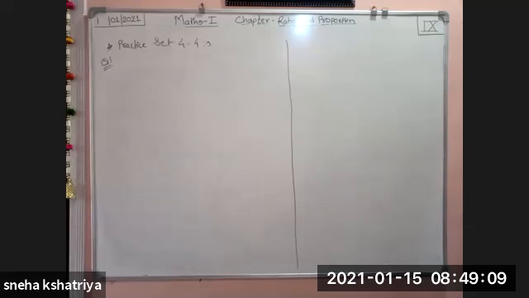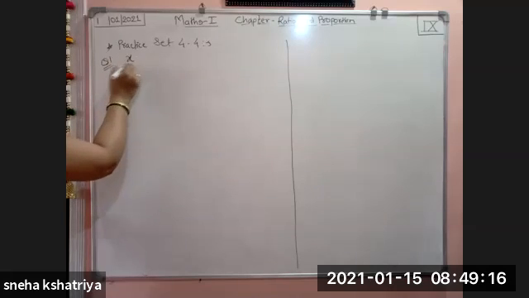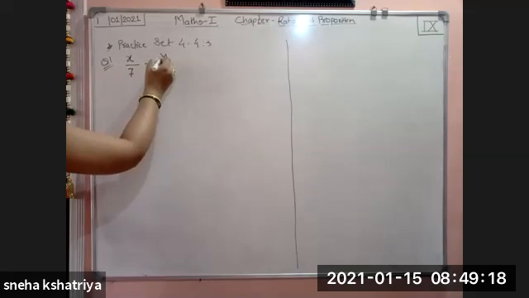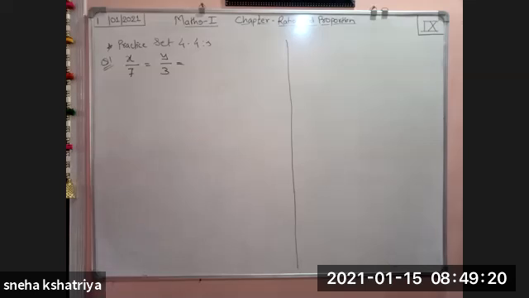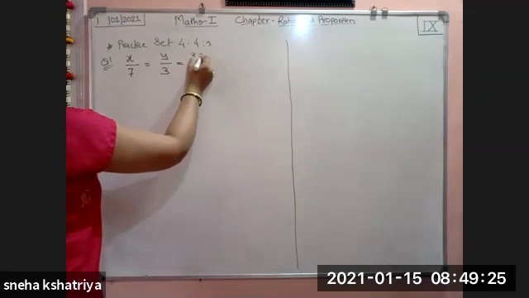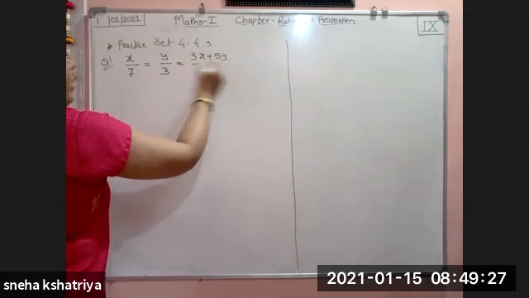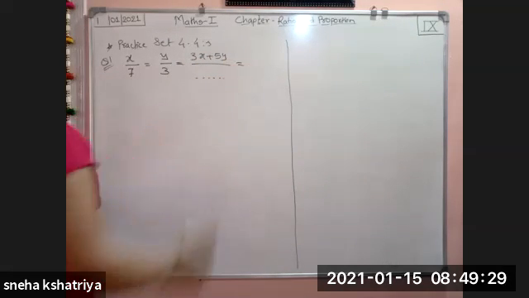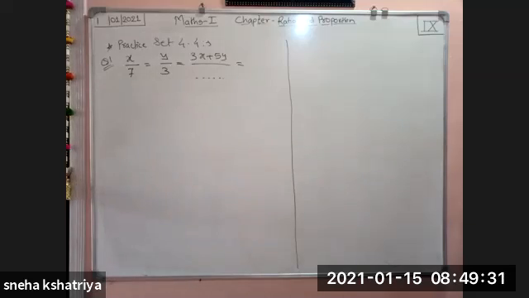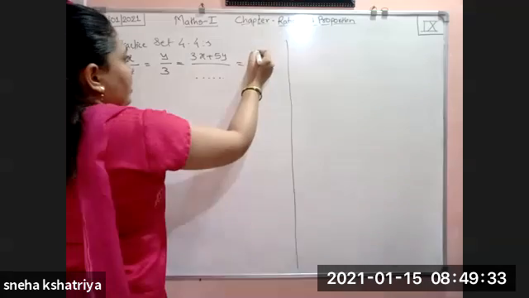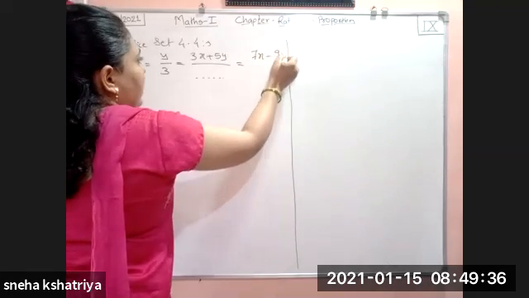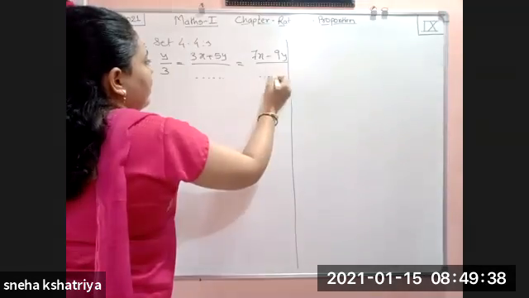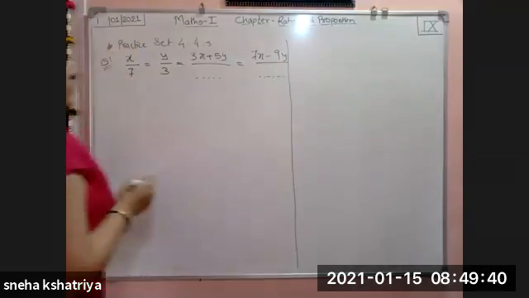Now we will see the first example. First example is here, fill in the blanks. They have given x upon 7, which is equal to y upon 3, which is equal to 3x plus 5y divided by, here you have to find the value, which is equal to 7x minus 9y divided by the denominator value we have to find out.